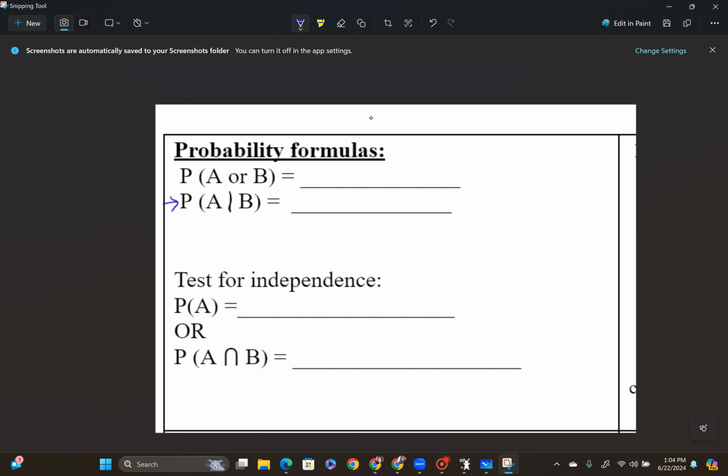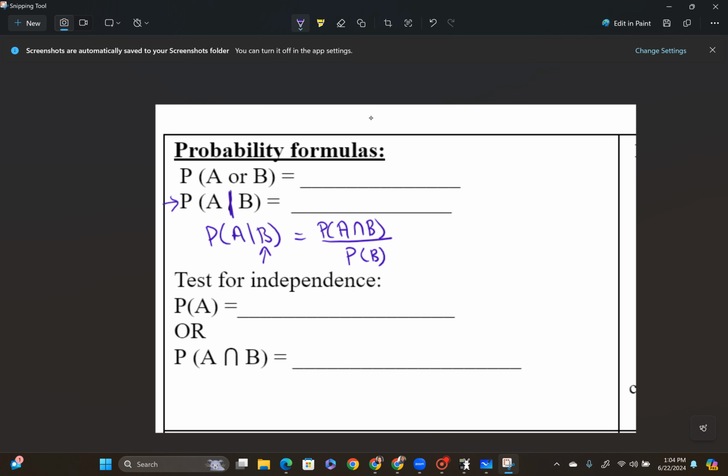So in this formula right here, this symbol means given. The probability of A given B is always equal to the probability of both A and B, the probability of both of them happening, divided by whatever is second, so the probability of B. That's the first formula. We'll go through a couple of problems in a second.